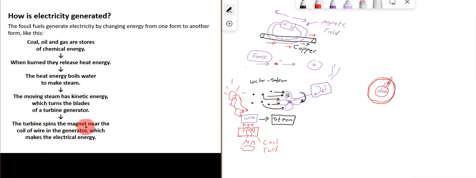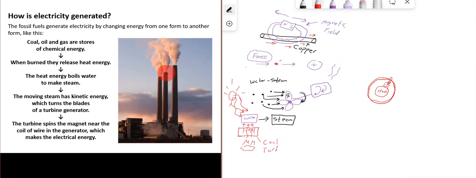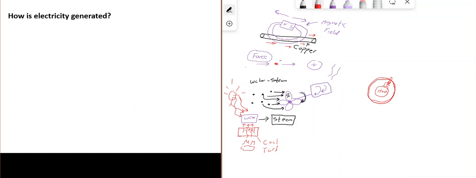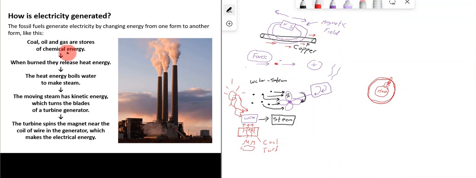The turbine spins the magnet near the coil of wire in the generator, which makes the electrical energy. Inside here we have a whole big barrel of copper wire and a magnet, and this spins and causes movement. It causes the copper to be moved inside a magnetic field, and that puts force on the loose electrons and causes them to move, which generates electricity. So this is the process, these are the steps that outline how electricity is generated.